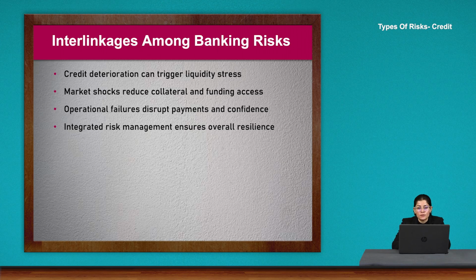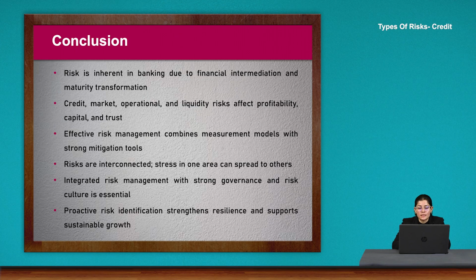Effective risk management, therefore, requires an integrated, system-wide approach combining capital, liquidity, market and operational controls within unified stress testing and governance frameworks. So on this note, let's conclude the lecture. Risk is an unavoidable element of banking due to the fundamental role banks play in financial intermediation and maturity transformation. Credit, market, operational and liquidity risks arise from both internal decisions and external economic conditions. And each can materially affect a bank's profitability, capital strength and public confidence.